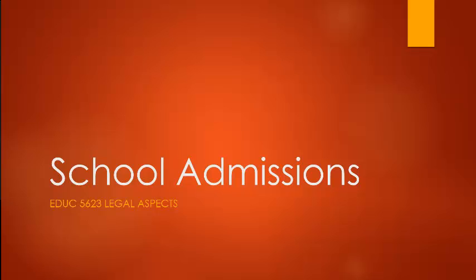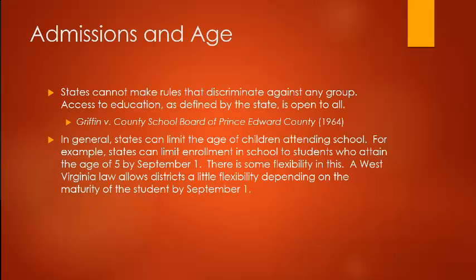Keep in mind as we go through our course, what we're doing is trying to balance out rights in a lot of positions. And so that's what we're going to see here, this balance of rights in the area of school admissions. So let's begin with the first thing here, and that's simply admission to school and ages of students. So the first thing we see is that states cannot make rules that discriminate against any group.